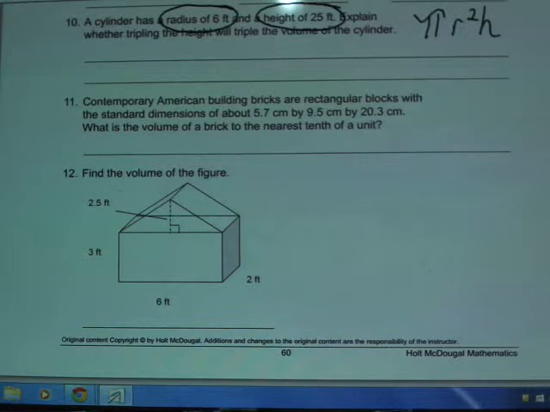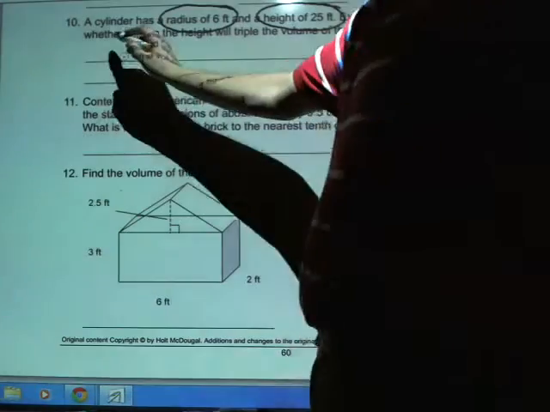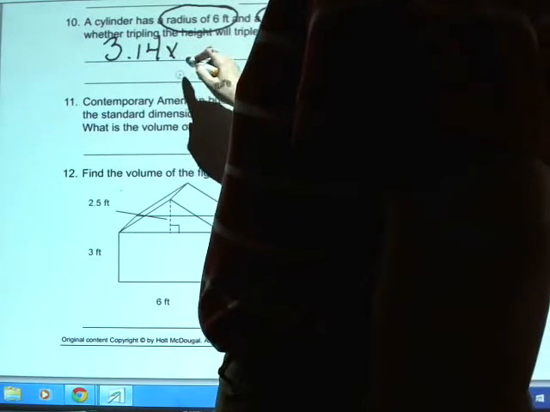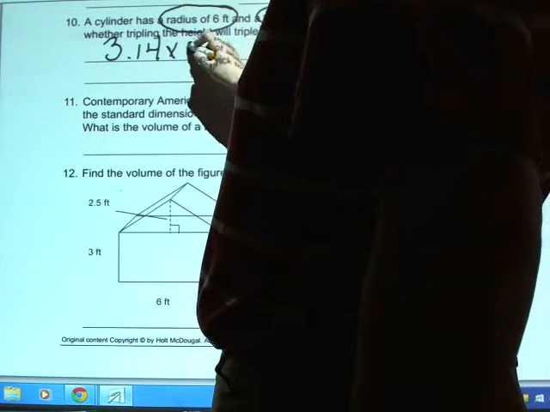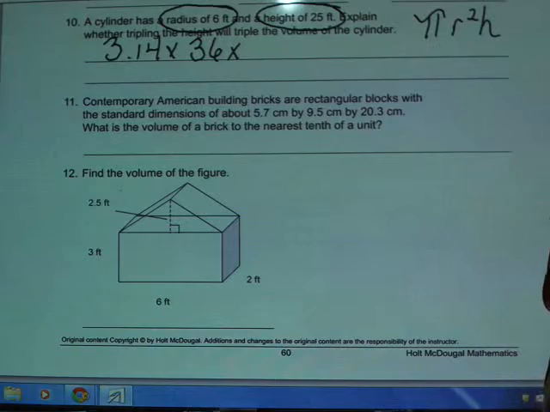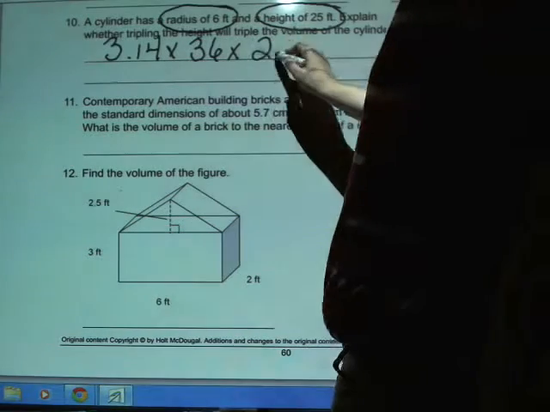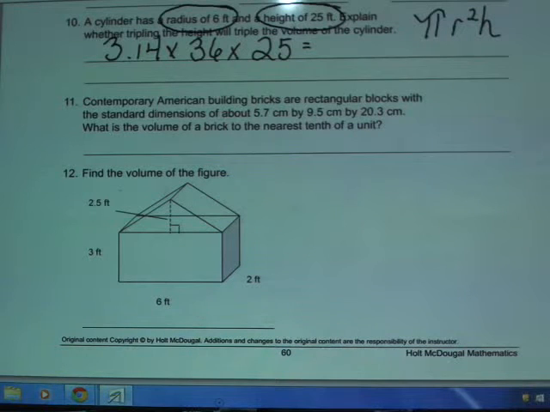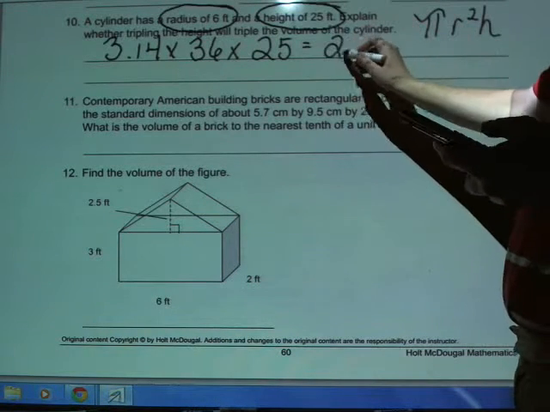Alright, so I'm going to go in here and I'm going to calculate it with these numbers they've given me. So 3.14 times the r number squared, which is 6 squared, which I'm just going to write as 36 because we can calculate that in our heads. We don't even need a calculator. Times the height, which is 25. Alright, so we're going to do that calculation. 3.14 times 36 times 25, and we get 2826.